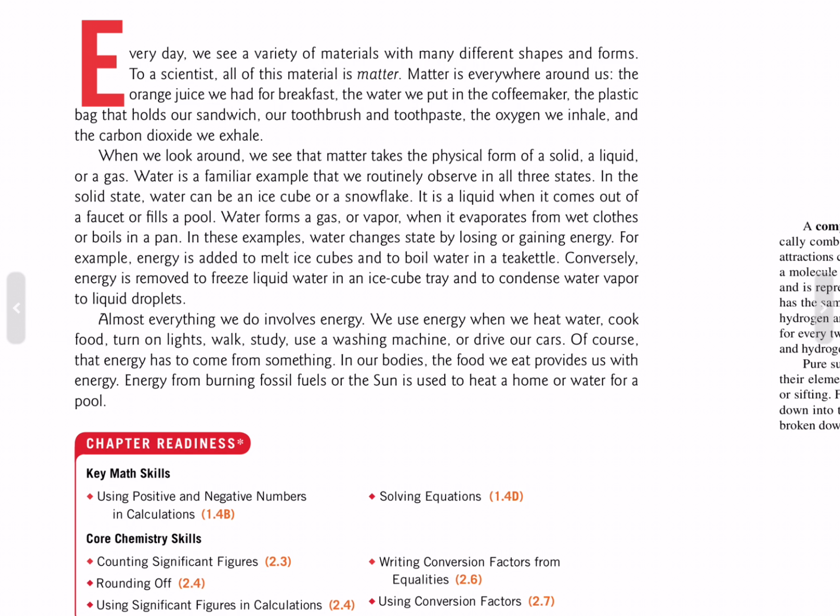In the solid state, water can be an ice cube or a snowflake. It's liquid when it comes out of the faucet or fills a pool. Water is a gas or a vapor when it evaporates from wet clothes or boils in a pan. In these examples, water changes state by losing or gaining energy. For example, energy is needed to melt ice cubes and boil water in a tea kettle. Conversely, energy is removed to freeze water in an ice tray or condense water vapor into liquid droplets.